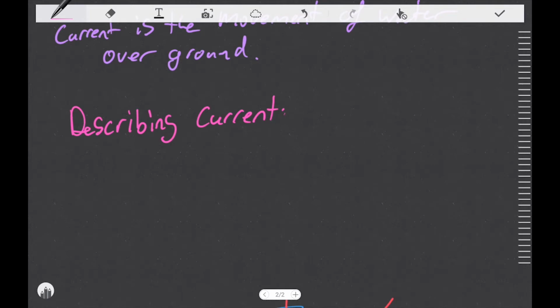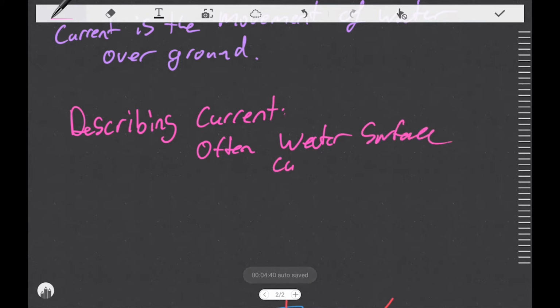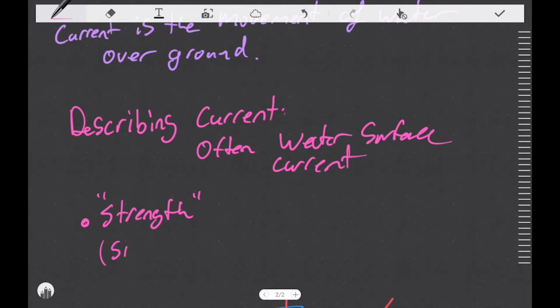So how do we describe the current? Well, the first thing we need to know is that we're most often going to be talking about the water's surface. And when we define current, we're going to be talking about two parts of current. One is the strength, or the speed of the water, and the other is the direction that the water is heading.